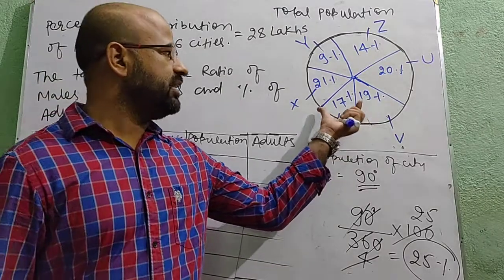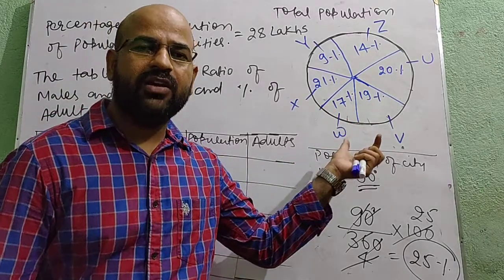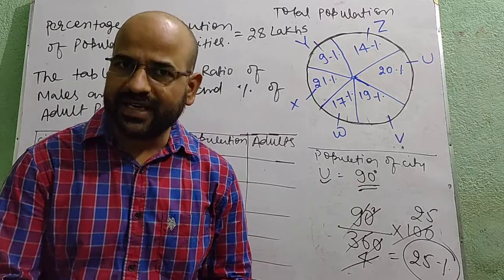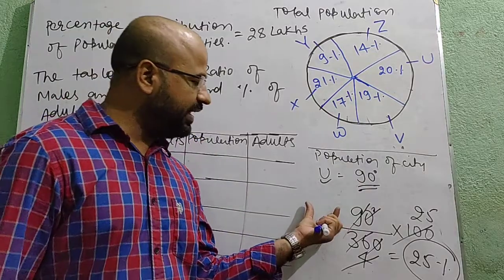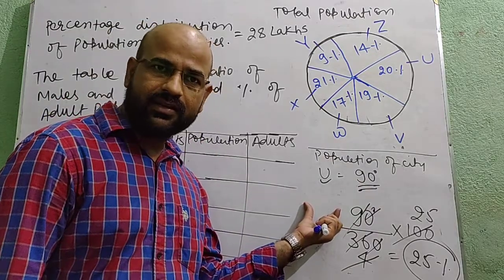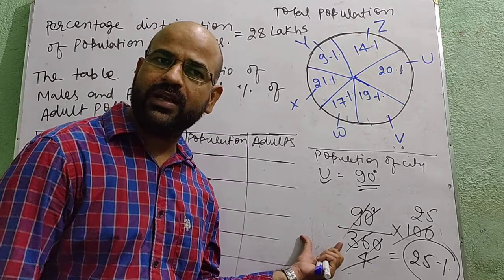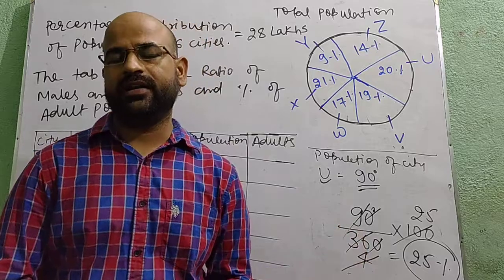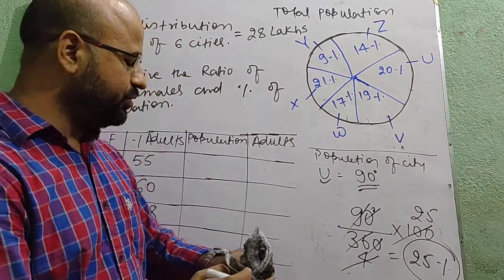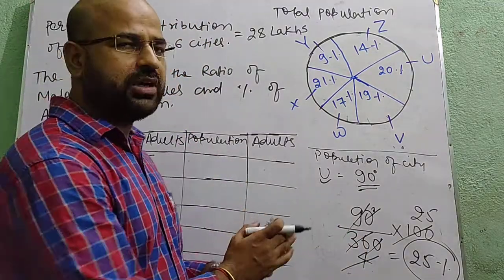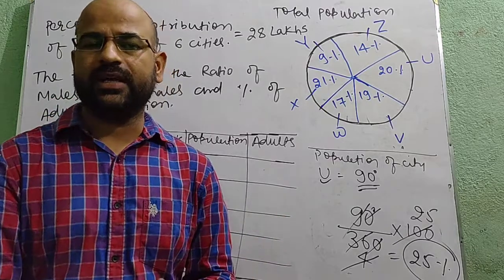Suppose the value of city W is given as 70 degrees. You have to convert it into percentage. Then take 70 in the numerator, the total value of degrees, 360, in the denominator, and multiply by 100. This is the method to convert degrees into percentage.